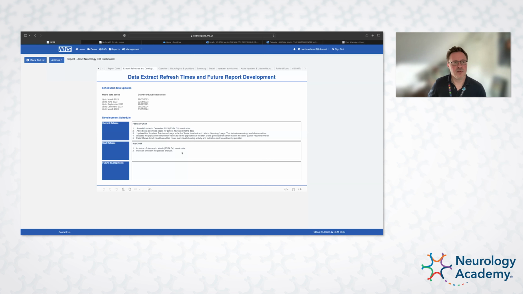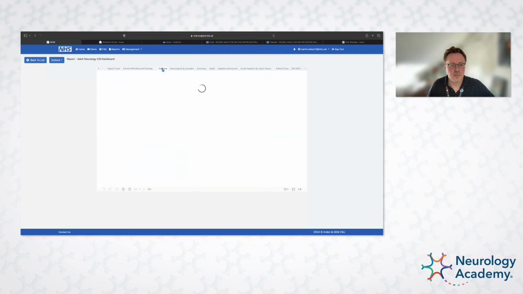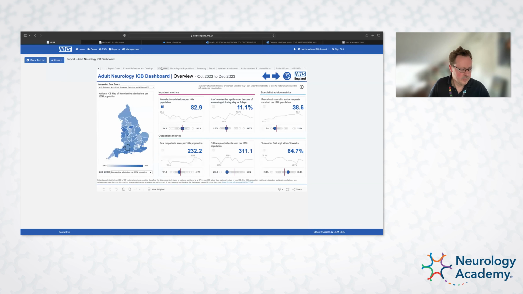So we've had data in the past and reports like the GIRF report, but they've always been static, and by the time they're published, actually significantly out of date. One of the really nice features about this is that it's continually refreshed, mostly on a quarterly basis. So this is the landing page.